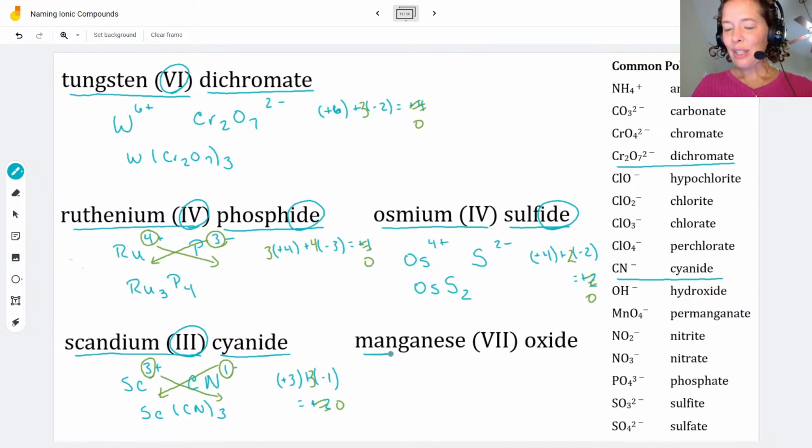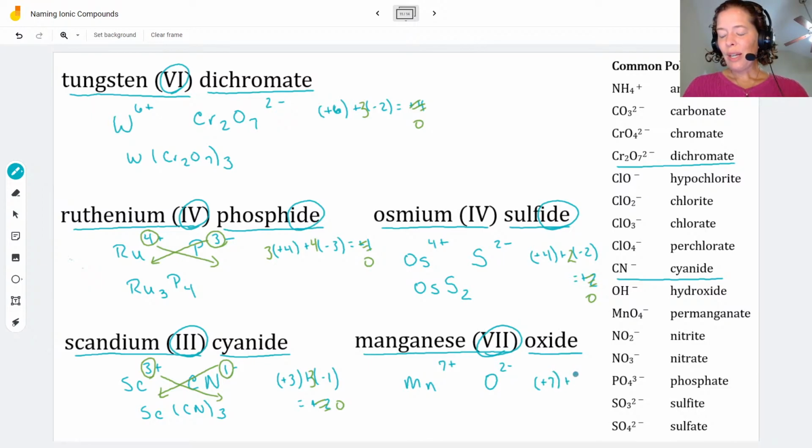Okay, last one on this page, manganese 7 oxide. Manganese is atomic number, what was that, 25. The 7 tells me its charge. Oxide, again, this is a monoatomic ion. Oxygen has a charge of -2. Checking our algebra, this gives us a charge of +5. So this is not going to work. We don't have a simple multiplier here. We are going to have to use crisscross.